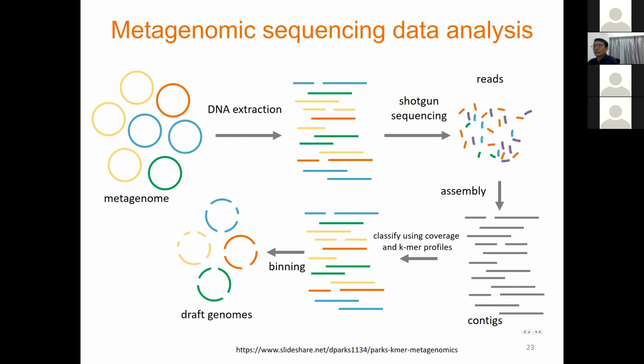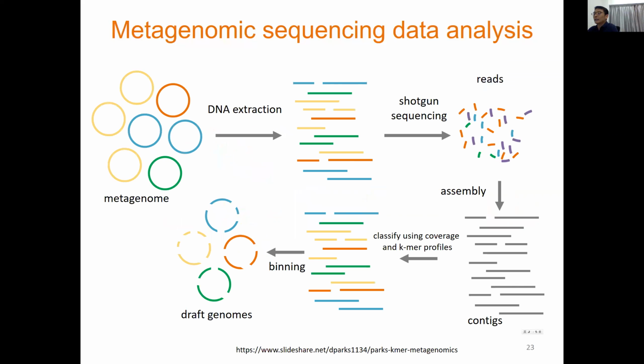And another method is the assembly method, where we can first assemble the short reads into long contigs. The long contigs mean longer sequences. As shown in this figure, the long contigs can be obtained through the assembly, and then the contigs can be classified based on the coverage and the chemical profile.